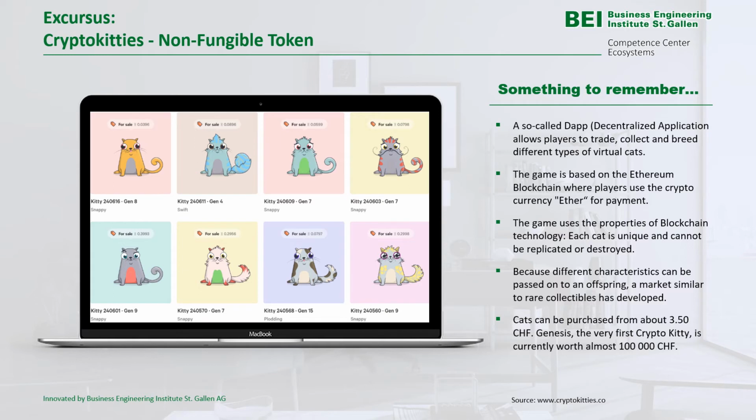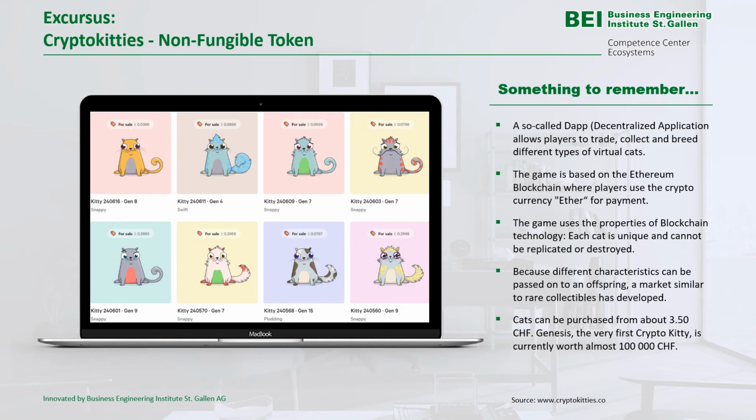They have different fur, they have different eyes, and these kittens are represented by a non-fungible token, a very unique token. And the idea is that through the properties of the blockchain and distributed ledger technology, each cat is unique and cannot be replicated. And you can use these kittens now to mix them, and the characteristics of the parent kittens are passed on to offspring. And therefore you can build different generations of kittens.